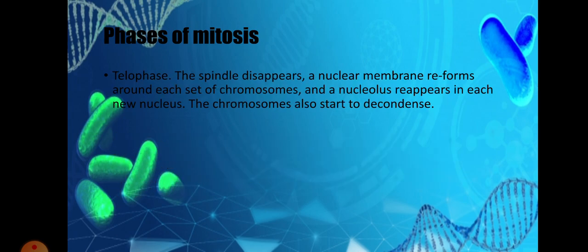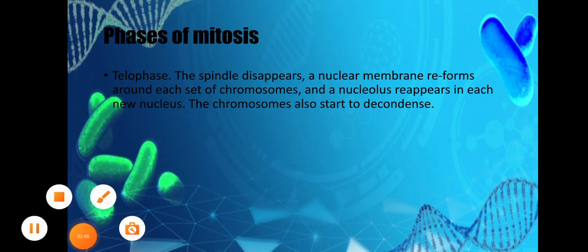Next is telophase. The spindle disappears. A nuclear membrane reforms around each set of chromosomes, and the nucleolus reappears in each nucleus. The chromosomes also start to decondense.